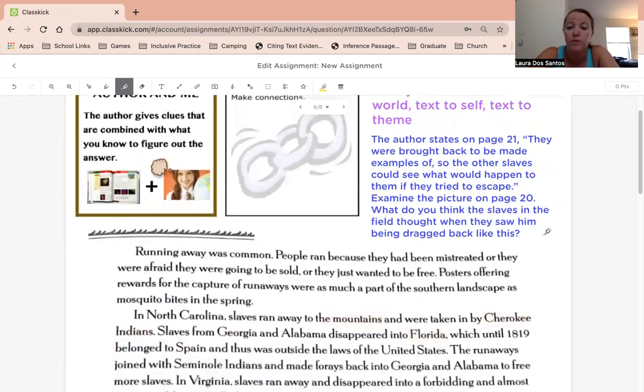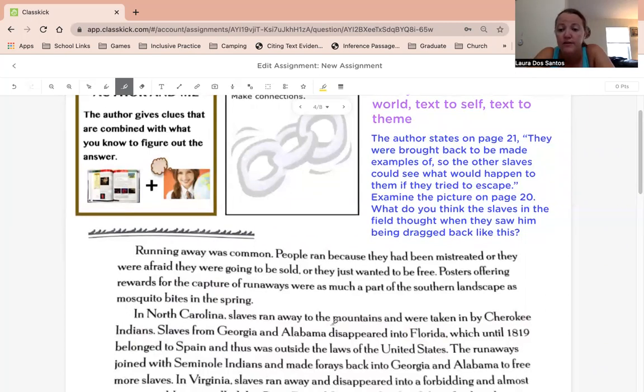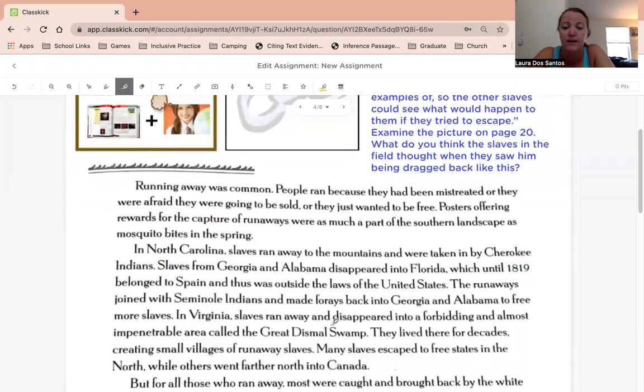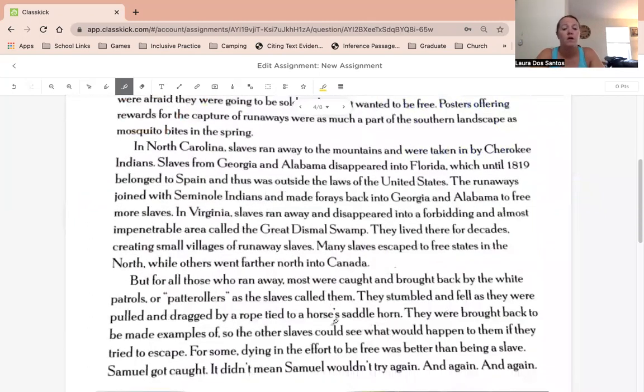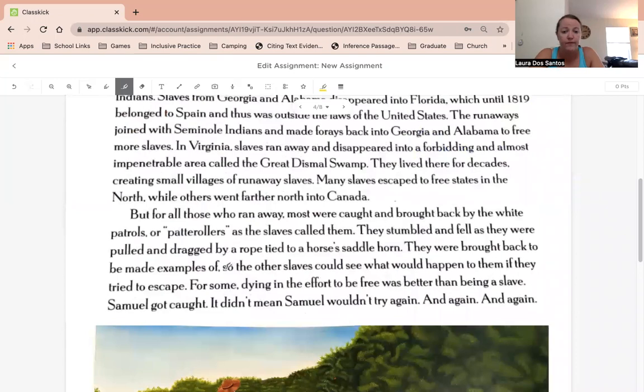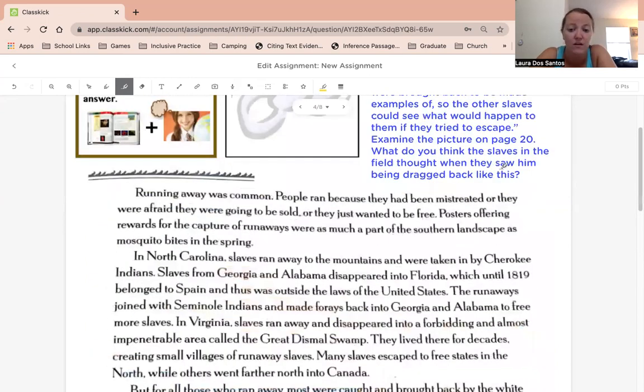The author states on page 21, they were brought back to be made examples of, so the other slaves could see what would happen to them if they tried to escape. Examine the picture on page 20. What do you think the slaves in the field thought when they saw him being dragged back like this? Okay, so I don't remember reading what the slaves thought. So just like the question said, it says why they were dragged by a rope. So that is probably what the slave owner thought. But my question is, what did the slaves in the field think?